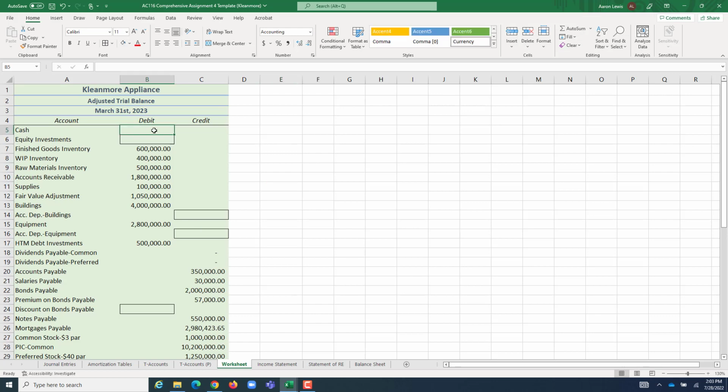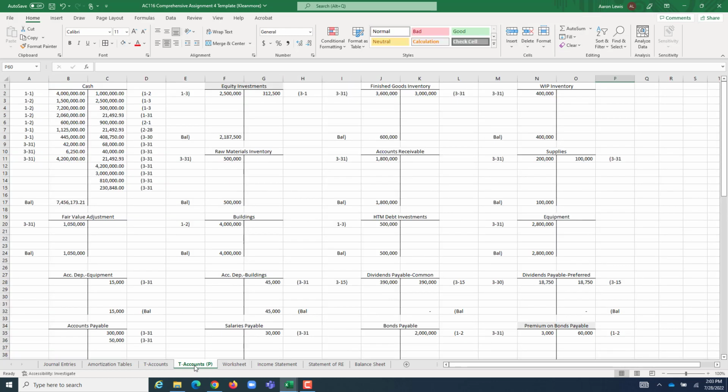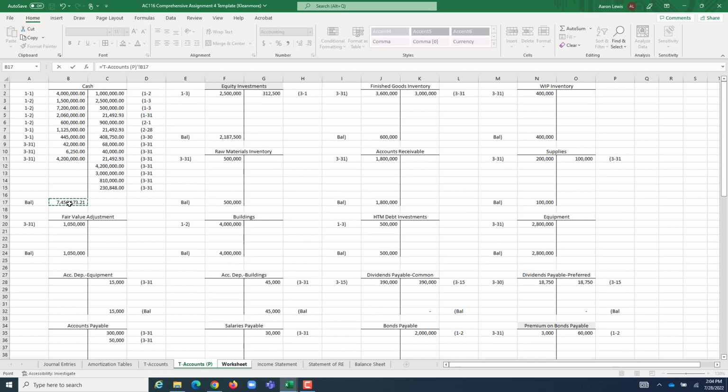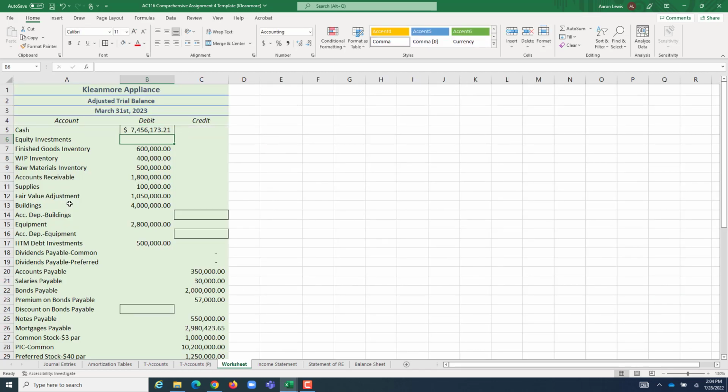So cash, according to our T accounts, has a balance of $7,456,173.21, and it is a debit balance. But whatever the balance is of your T account should be the same balance represented on your adjusted trial balance. So I need to bring that debit balance over to the debit side of our trial balance. I click on the cell I want to put it in, I hit equals, I go back to my T accounts, I click the balance of that account, and I hit enter, and it brings that number on over for me.